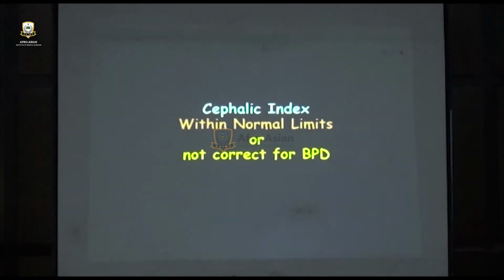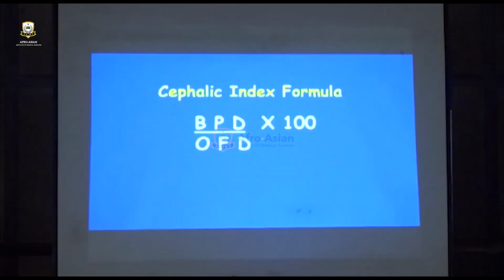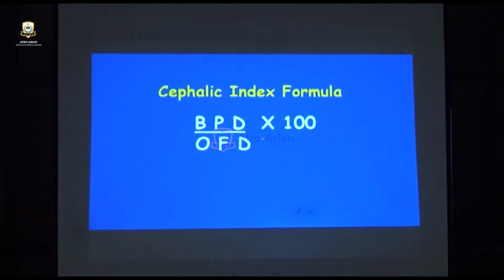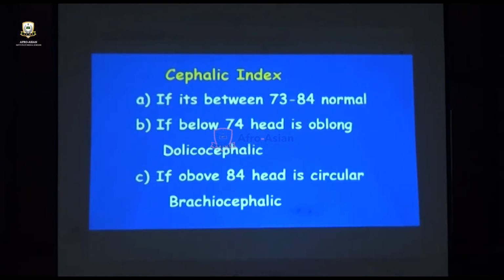Cephalic index is to check whether the head shape is within normal limits or not correct for BPD. Many of you do not even know what cephalic index is. It's BPD divided by OFD multiplied by 100 and you get a number. Anything less than 73 or more than 84 is dolichocephalic or brachycephalic, which is not suitable for taking the BPD.